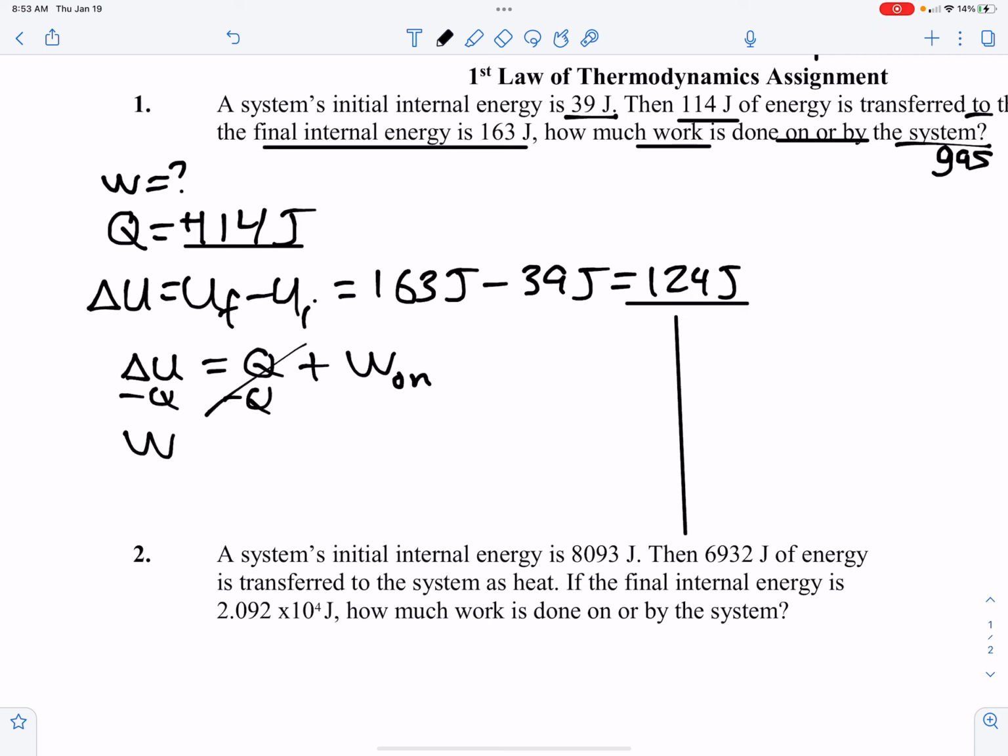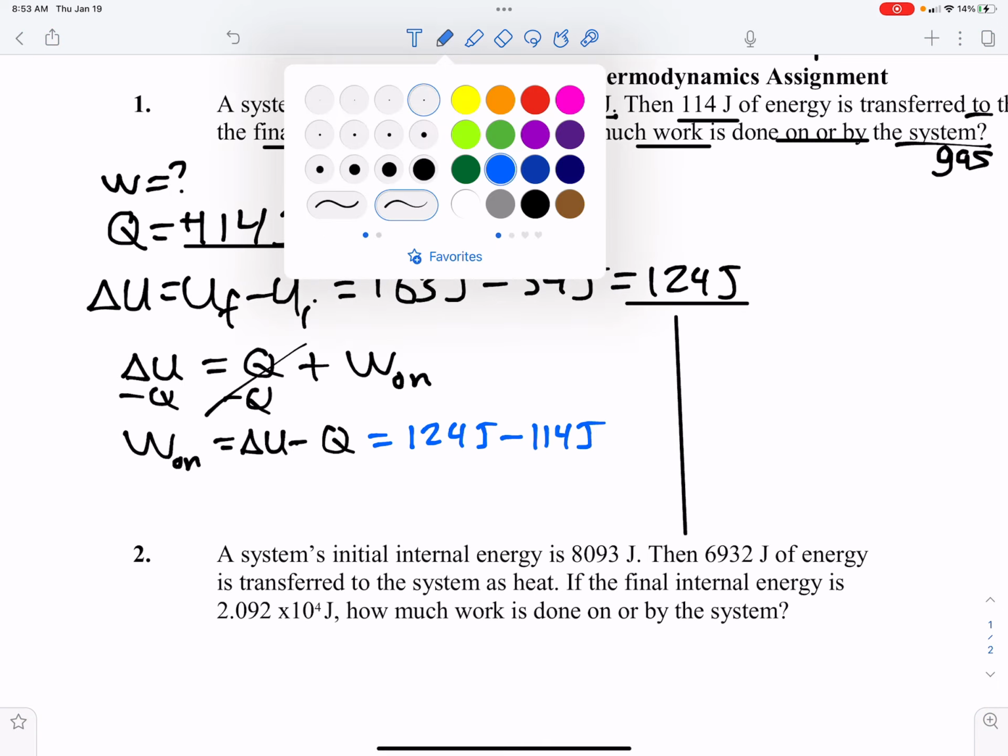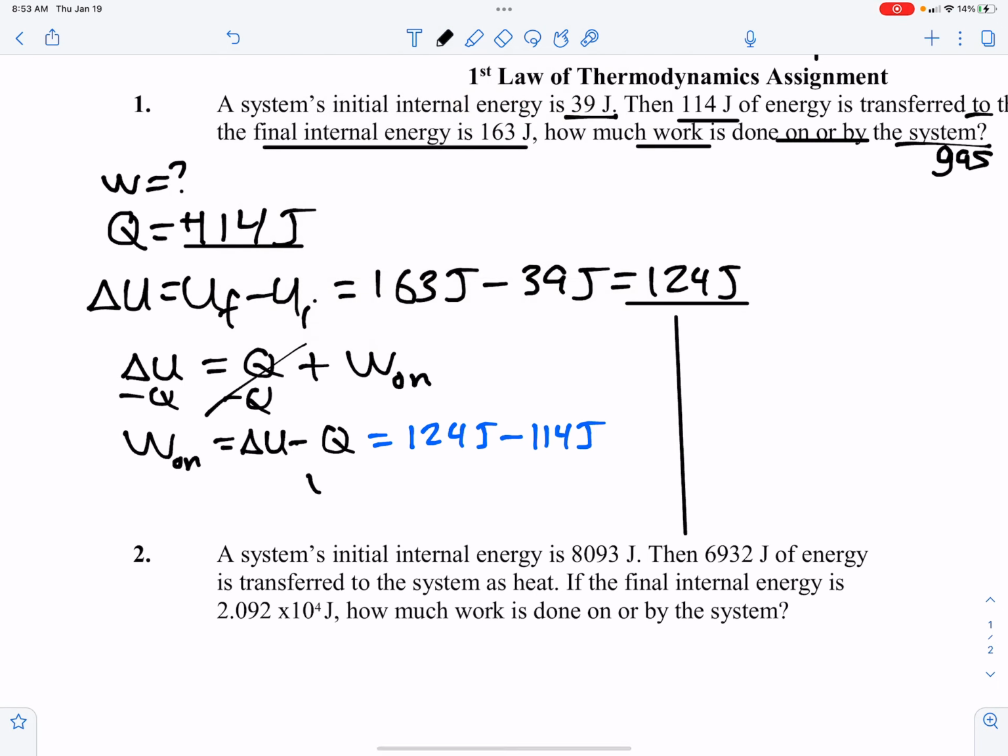So the work done on the gas to compress it would be the change in internal energy minus the heat, which would be 124 joules of an increase in internal energy minus the 114 joules of heat that was added, right? And the work done would be 10 joules of work done on the gas.